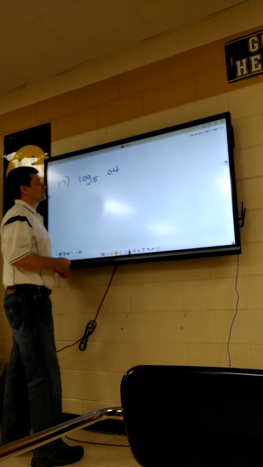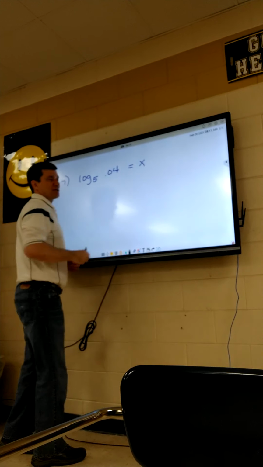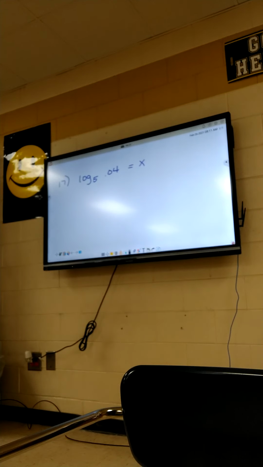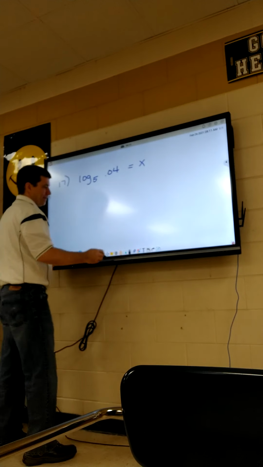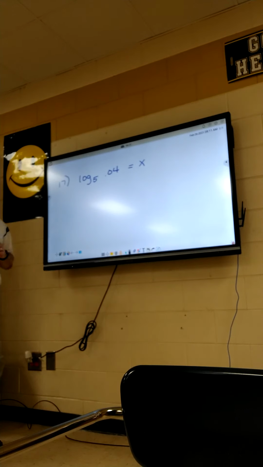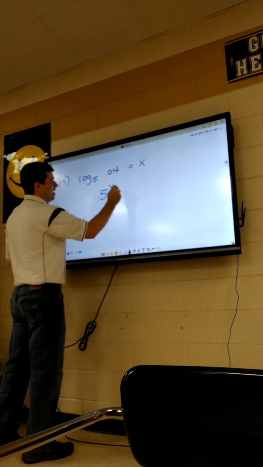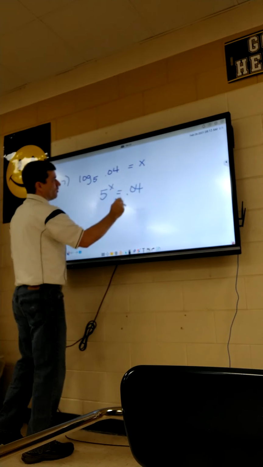That's right. All right, new people, Weston, Tyler, whoever else wasn't here yesterday, if y'all don't see an equal sign in your problem, you got to write equals x on the end of it. And they'll do that sometimes on the worksheet. All right, so Josh, how do we set this up as an exponent problem? 5 to the x equals 0.04.